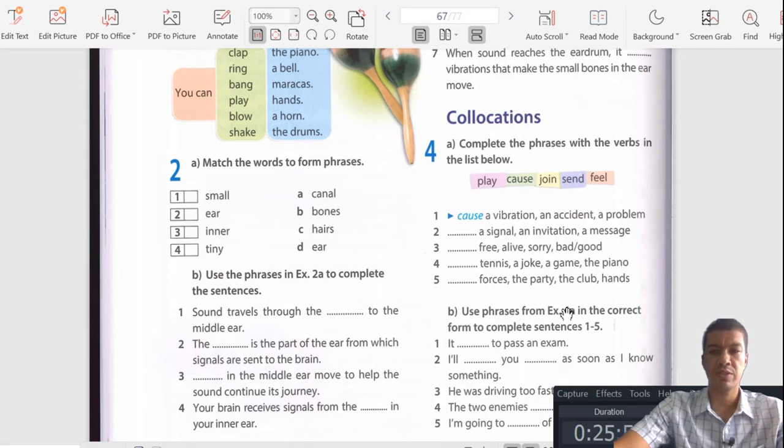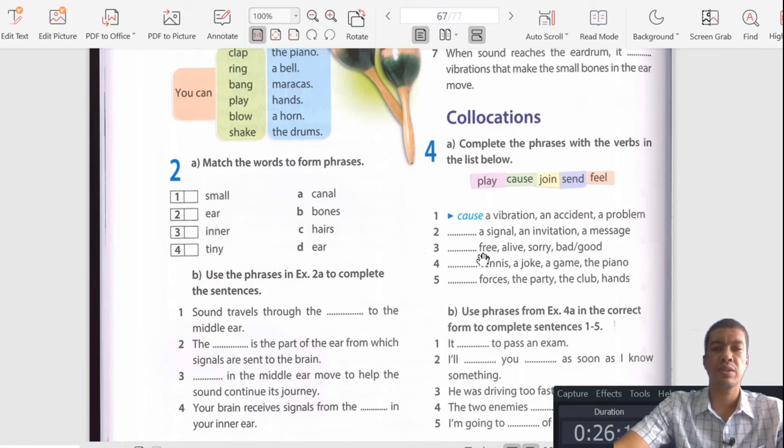Alright, going on to number 2, we have a signal, an invitation, a message. So what can we put for number 2? Can we play a signal, cause a signal, join, send, or feel? And the correct answer is send a signal, an invitation, and a message.